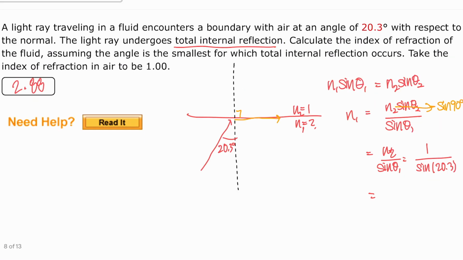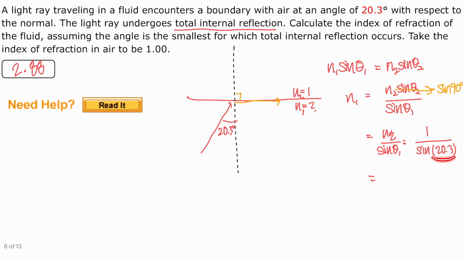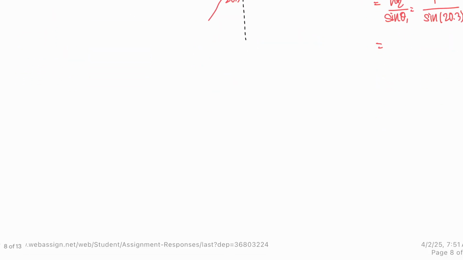Here's another question with critical angle. This time they're asking us to find the index of refraction of the fluid, and it's basically the same process. This whole thing is going to be equal to 1 since n2 is equal to 1 and this angle is 90 degrees, and then we just solve for n1. They also give us the angle, so it's just plugging in.